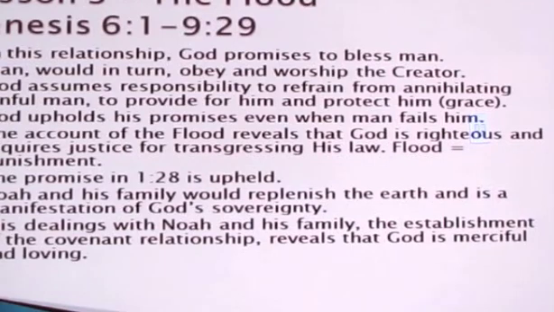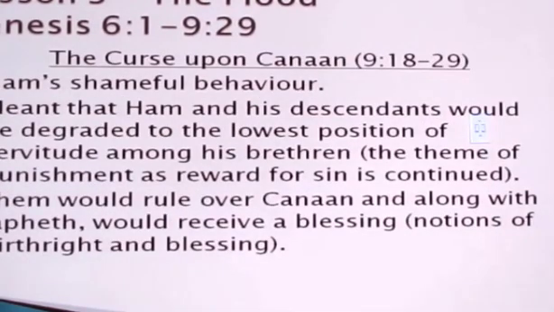The promise in chapter 1 verse 28 is upheld. Noah and his family would replenish the earth, and this is a manifestation of God's sovereignty. When he says something, he will do it. His dealings with Noah and his family, the establishment of the covenant relationship, reveals that God is merciful and loving, absolutely merciful and loving. And just shortly after that, follows the curse upon Canaan.